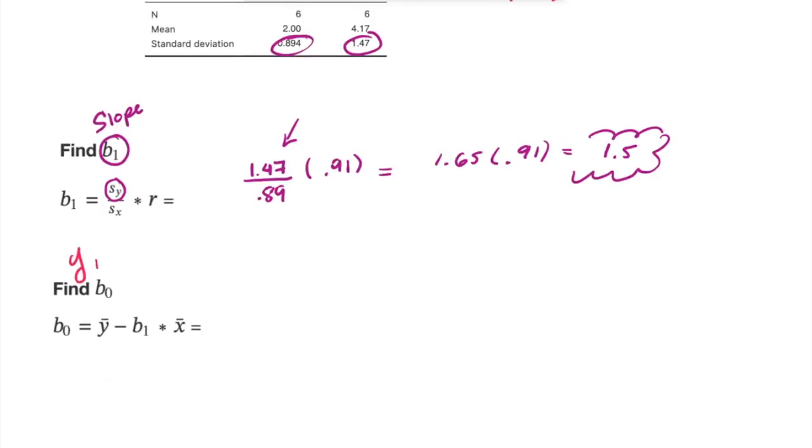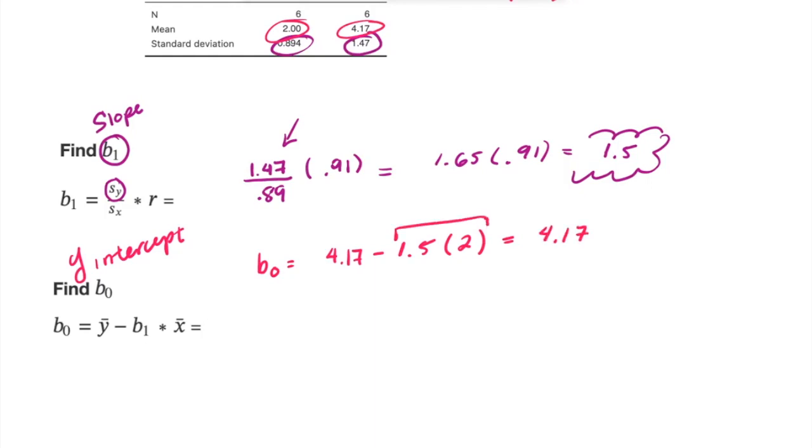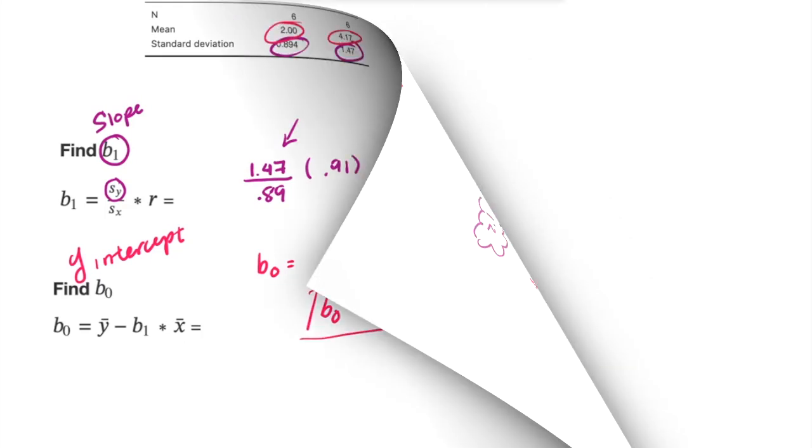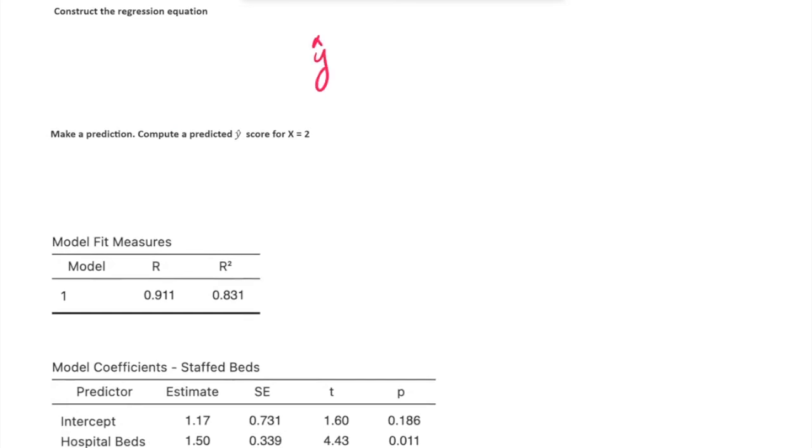Let's find the y-intercept. So B0 is going to be 4.17, that's our y-bar, minus what we just found, times 2, basically. This value and this value is what we're using. So let's do this piece first. 4.17 minus, that's just 3, B0. So 1.17. That is our y-intercept.